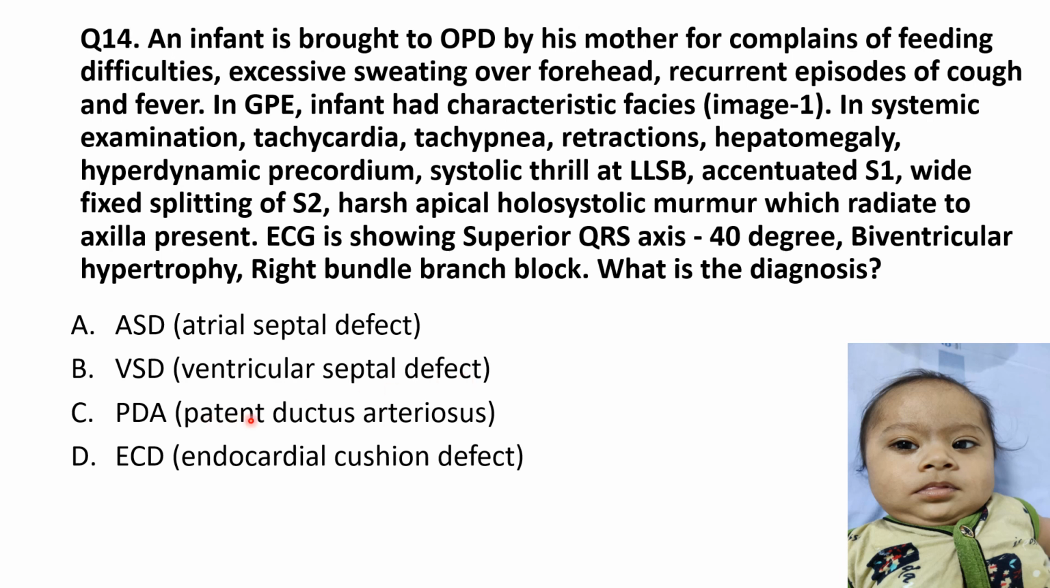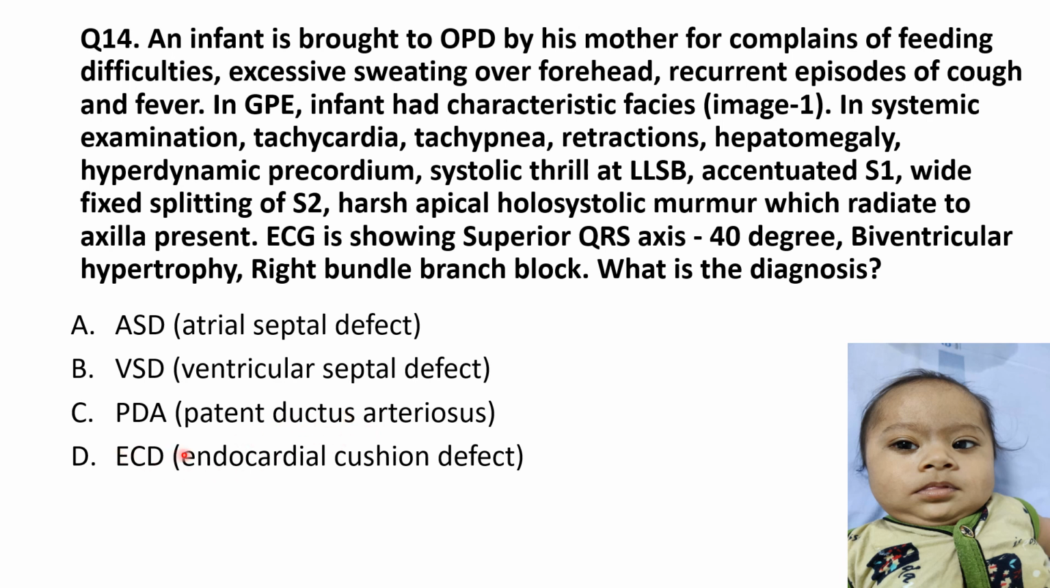Now in PDA, a continuous machinery murmur will be audible in the pulmonary area. The patient will have hyperdynamic precordium, and the ECG will show left axis deviation in PDA and left ventricular hypertrophy, or later on biventricular hypertrophy can be seen. So again, it is not in favor of PDA because there is no continuous machinery murmur audible in the pulmonary area. So it is ruled out.